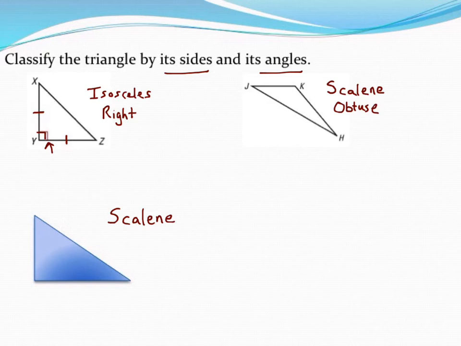Also, to name it by its angles, I have to be careful because this angle right here looks like it might be 90 degrees, but I don't have a tick mark there, and I'm not allowed to assume. So I cannot call this a right triangle. Maybe it's 90 degrees, and so maybe it would be a right triangle, but maybe it's 89 degrees, or maybe it's 91. And so based on its angles, I don't have enough information in this one to name it anything. So the best I could say is this is a scalene triangle. I would need some more information to classify it by its angles.